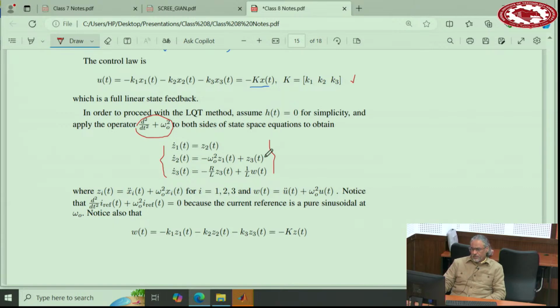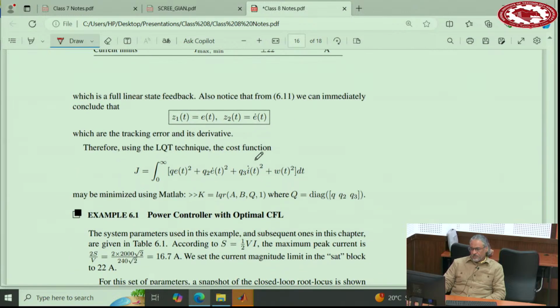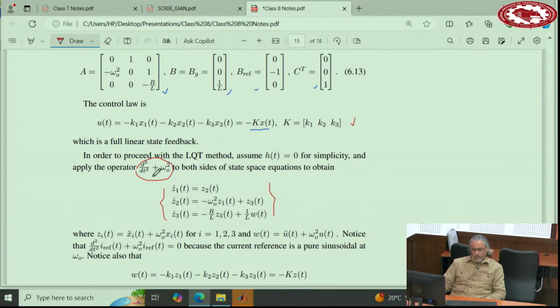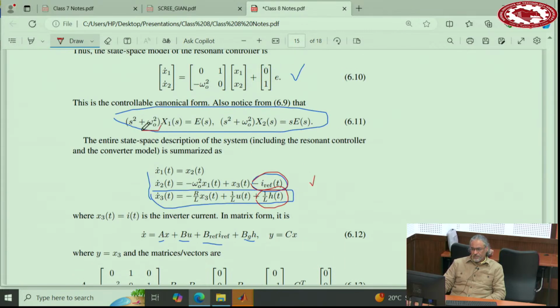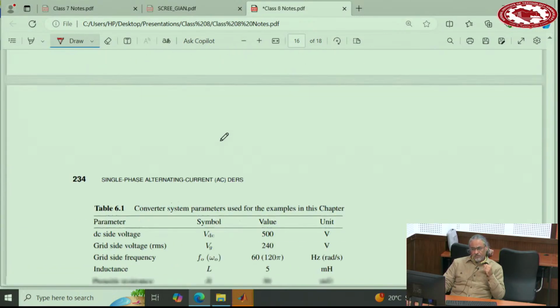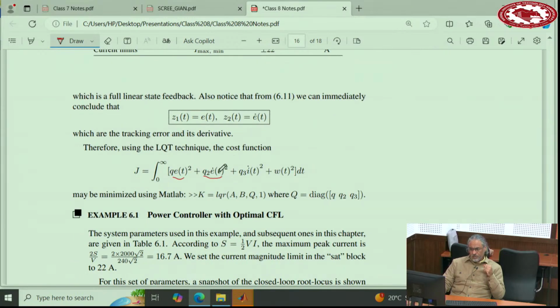We can apply LQR. So what is the cost function? The cost function, general form, is Q1 into error squared, Q2 into error dot squared. Why error and error dot? Because what is Z1? Z1 is this transformation applied to X1. And Z2 is this transformation applied to X2. Now look at this equation. This transformation applied to x1 is z1. So z1 is error. And z2 is derivative of error. So again, this is a nice thing about this approach: error and derivative of the error appear in the cost function. And these are variables that we can physically feel and work with. So error and derivative of error appear in the cost function.